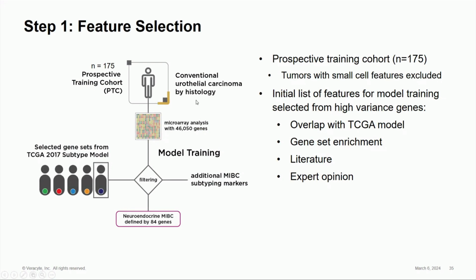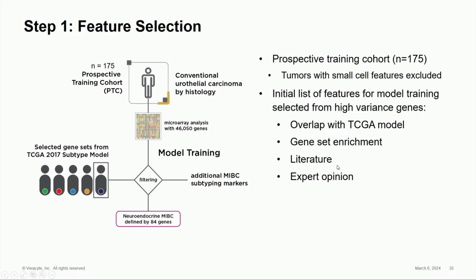And so the initial list of the features for our model training came largely from TCGA. So we kind of borrowed from what they were building out. We used gene set enrichment, and this basically is a way to filter high variance genes out of a data set. So we're looking for genes that are highly expressed or very poorly expressed in a small subset of patients. And it doesn't have to be any particular group of patients. It just has to be a small set.